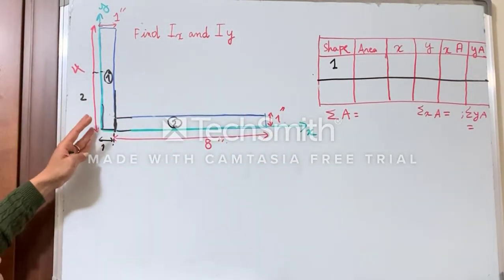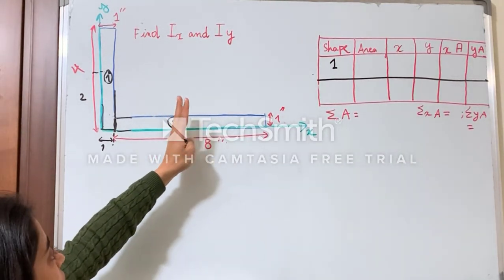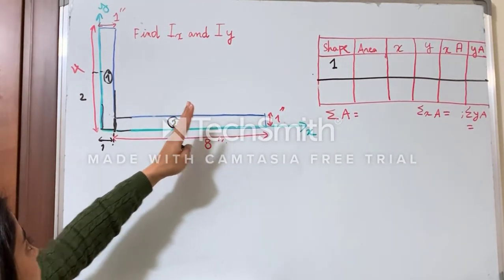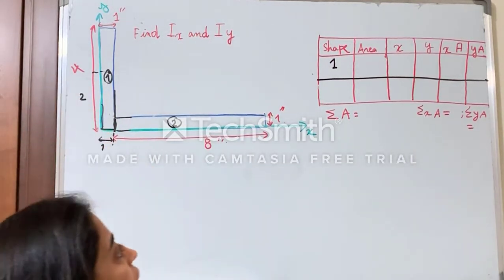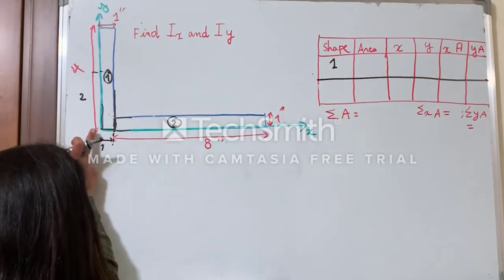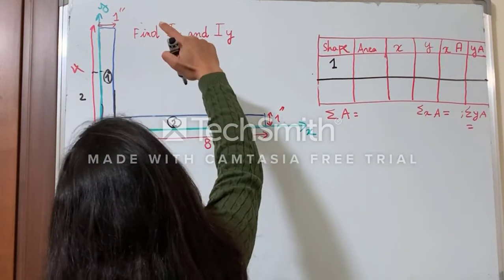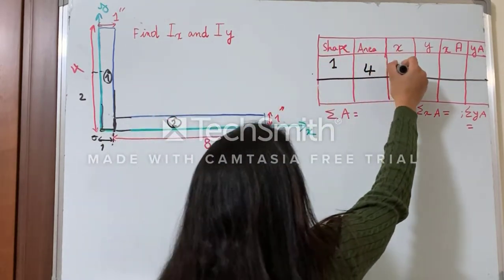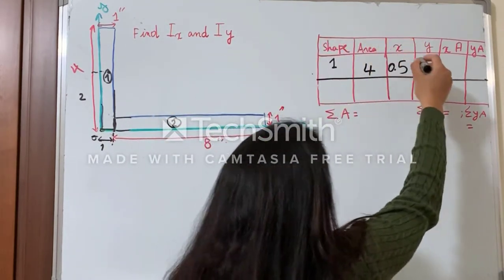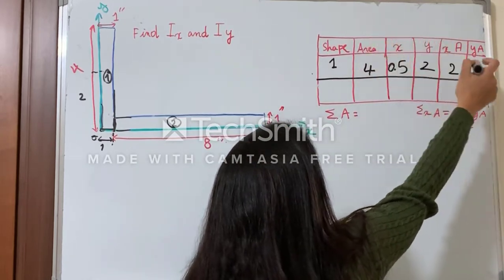And even guys, if you take it here, for example, at the midpoint, what you should pay attention to is that here y will be negative. Alright? So to prevent all of this, I will take my origin here. Now guys, the area of the first shape is 4 times 1, which is 4. Its x is 0.5, its y is plus 2, then xA will be 2, yA will also be 2.